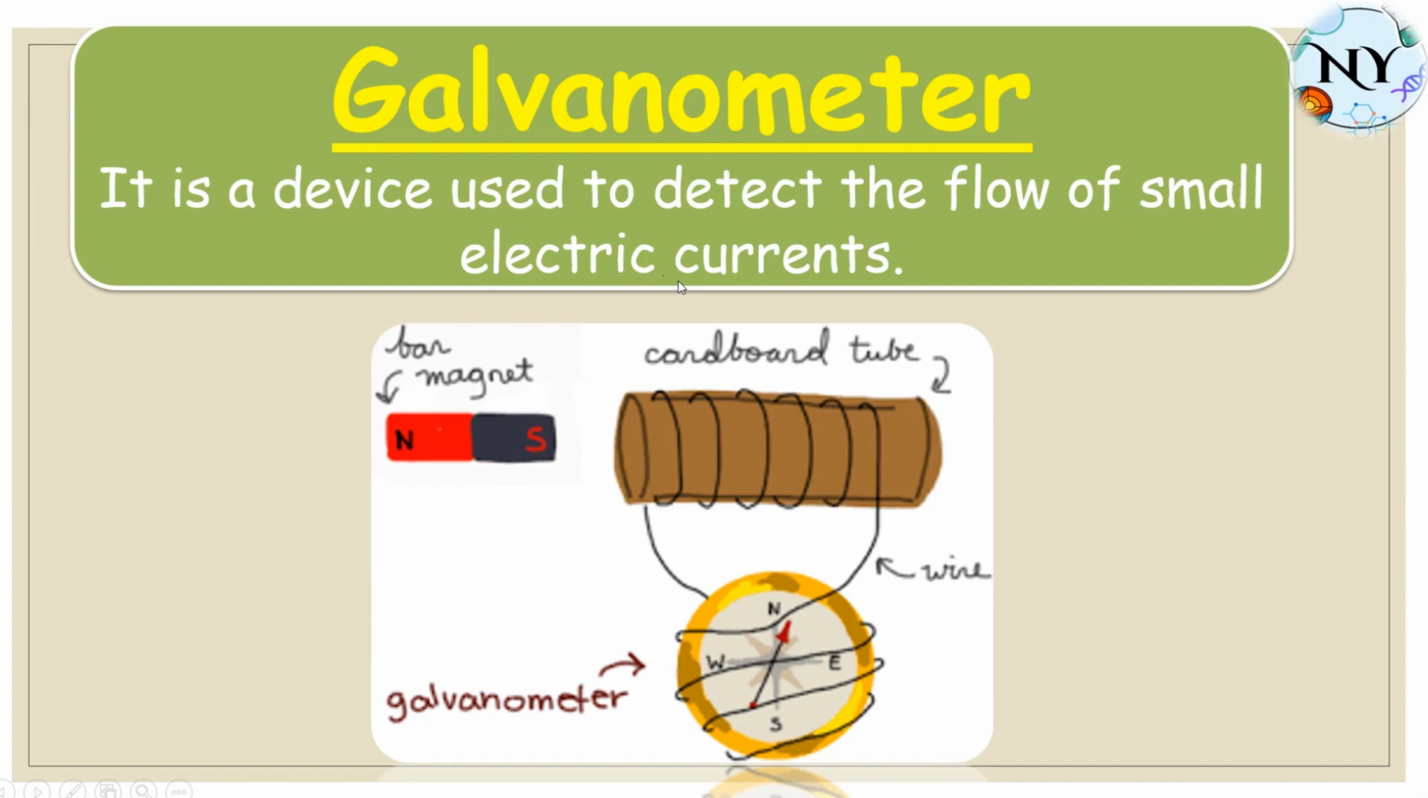You have to know that a galvanometer is a device. What is the importance of this device? We use it to detect, determine, or measure small electric currents. This device helps us to know if there is an electric current passing through the wire or not, even if it's a small electric current.